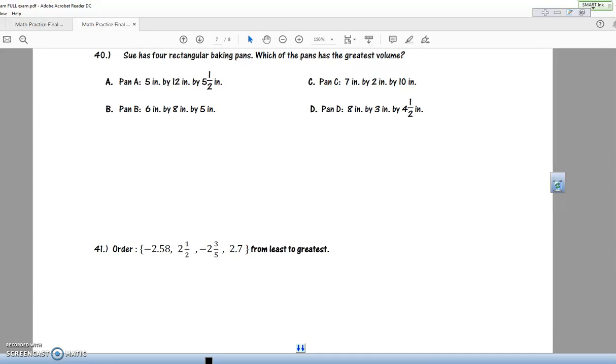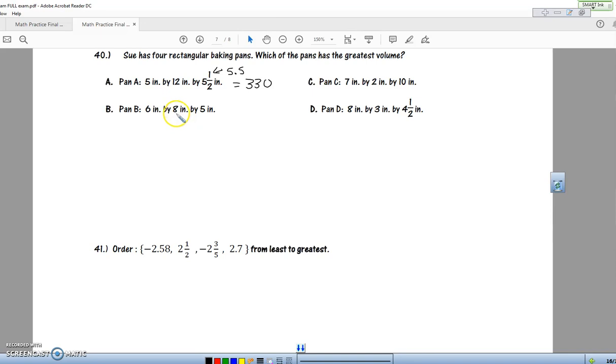Okay, number 40. Sue has 4 rectangular baking pans. Which has the greatest volume? So I'm going to take these and multiply them together. So 5 times 12 times this becomes 5.5. When I type this in my calculator, I get 330.